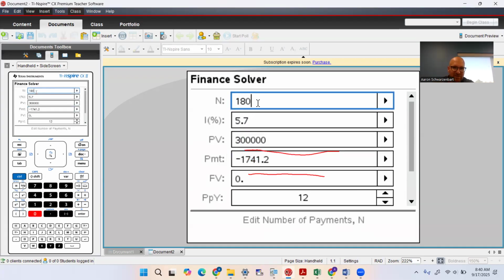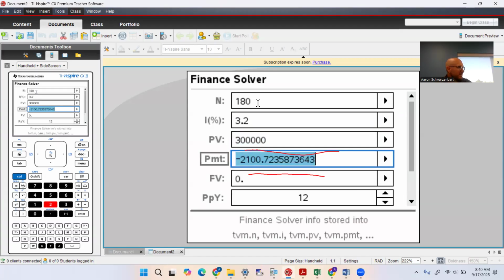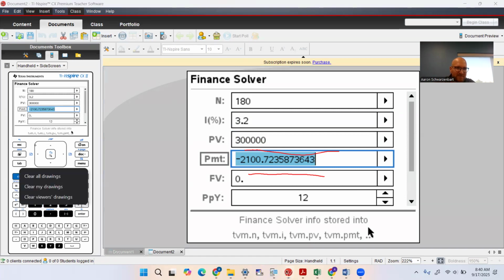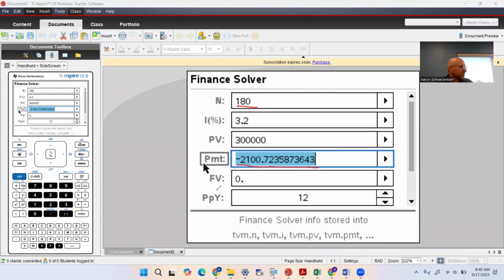The next one is half as long with a lower interest rate for the same amount. And yes, it is a higher monthly payment, but a whole lot less interest. And I could calculate the actual interest again by taking the payment amount and multiplying it by the number of payments, subtract off my 300,000.